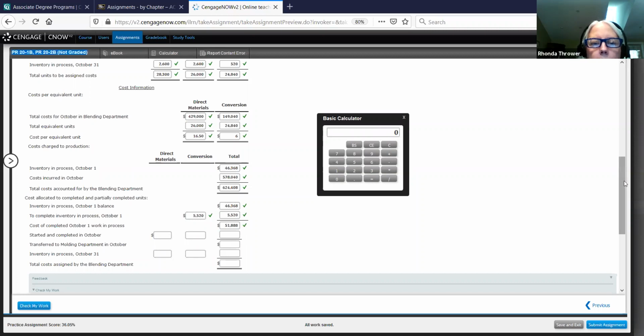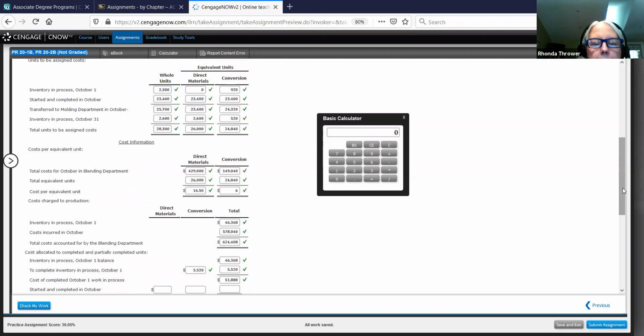So what I'm going to do is, if you look at your equivalent units, your materials, your started and completed units was 23,400. I'm going to take 23,400 and multiply this by the direct materials cost per unit. Remember, we're finding direct materials first. Direct materials is going to be put in first here.